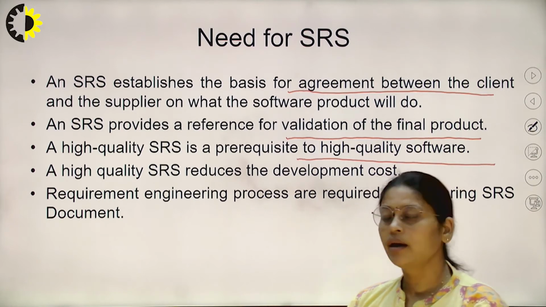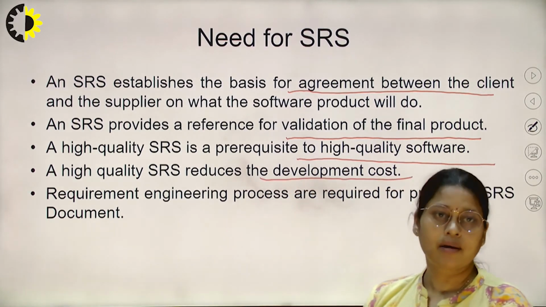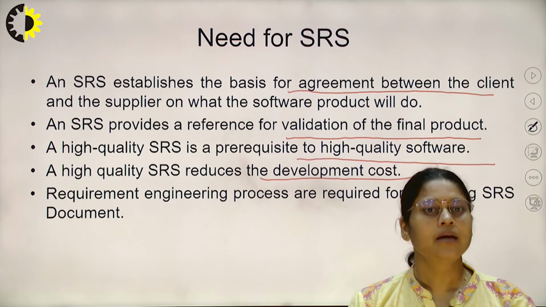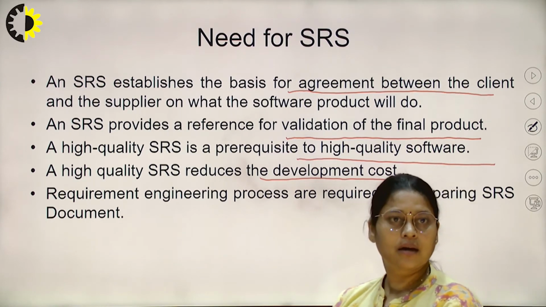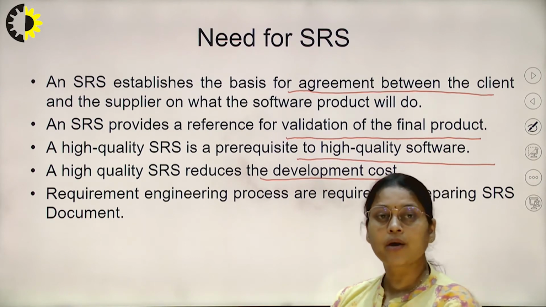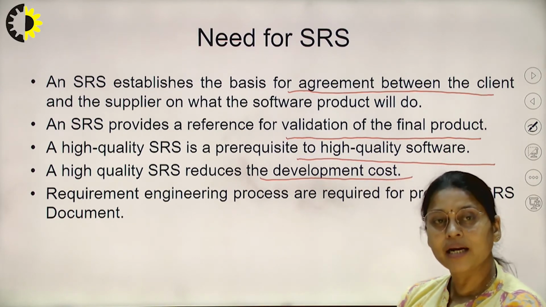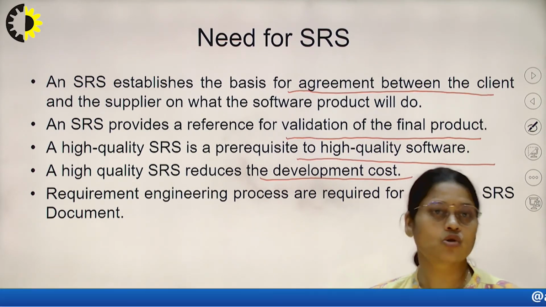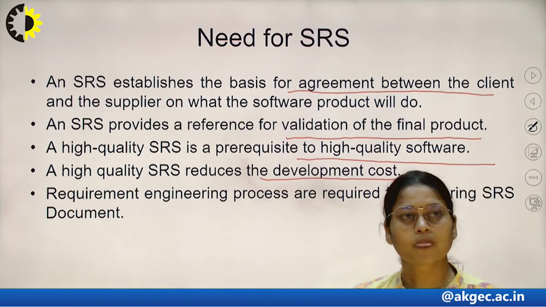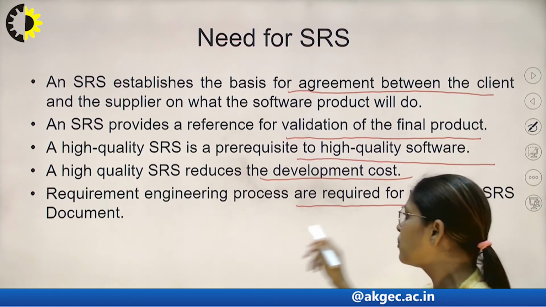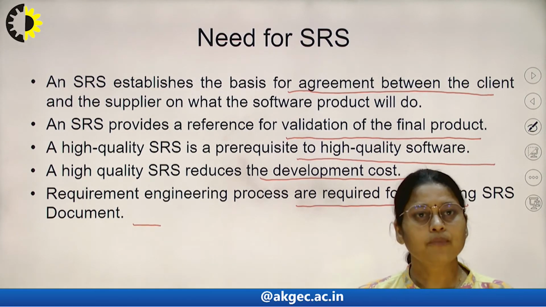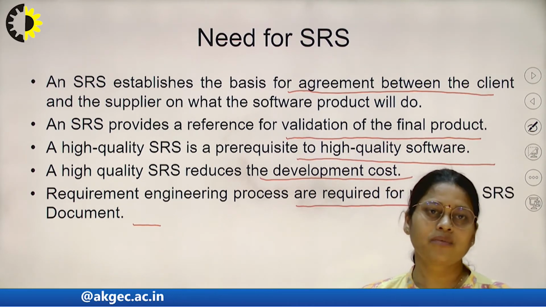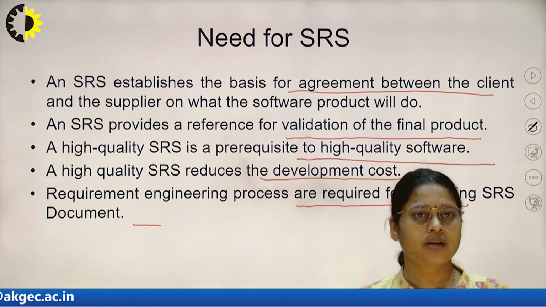A high quality SRS always reduces the development cost, because in the SRS we have to mention all the requirements very clearly. If all the requirements are correct and not missing, then we can say that the final software may be an efficient software, and the development cost and the maintenance cost will automatically reduce. So the requirement engineering process is required for preparing the SRS document. We have to follow this requirement engineering process for the preparation of the SRS, or we can say the outcome of requirement engineering is the SRS.